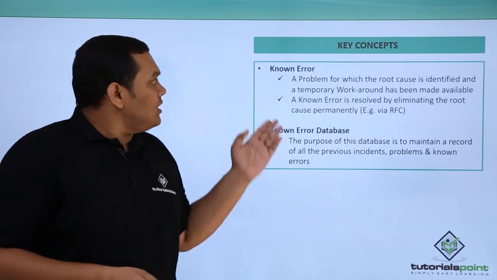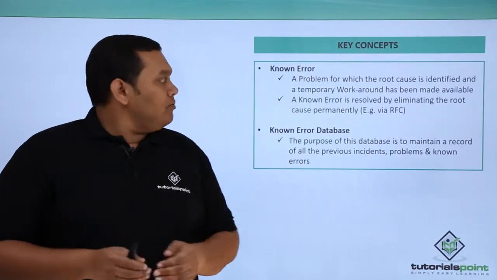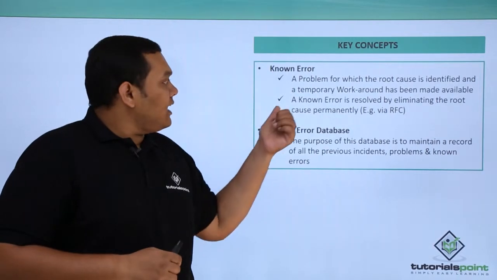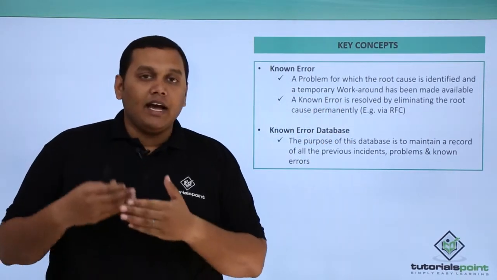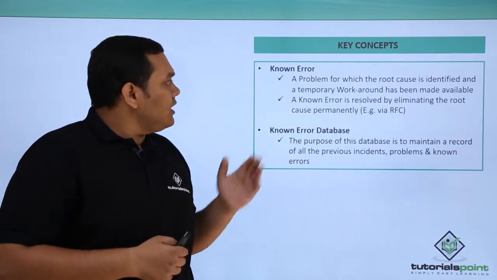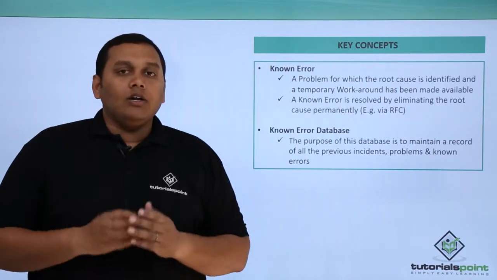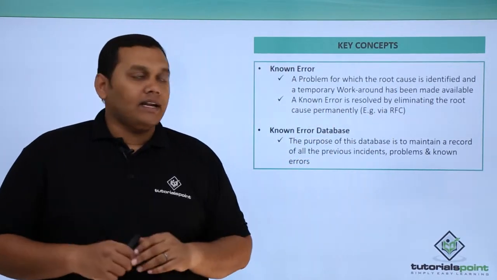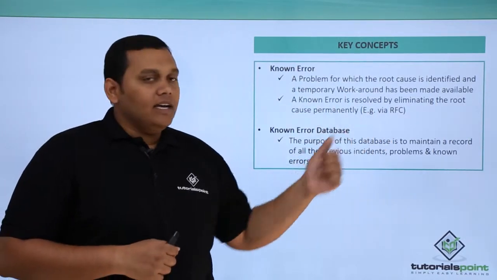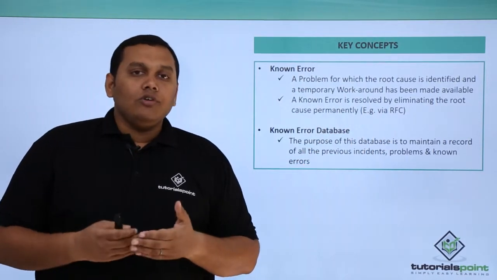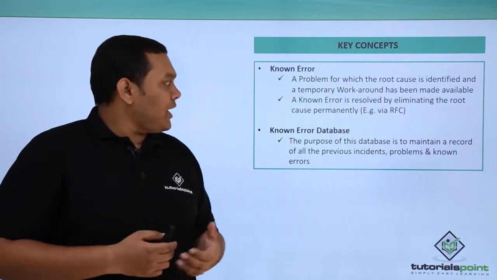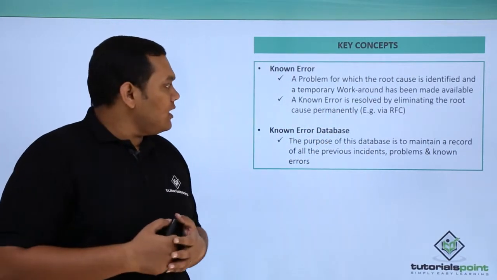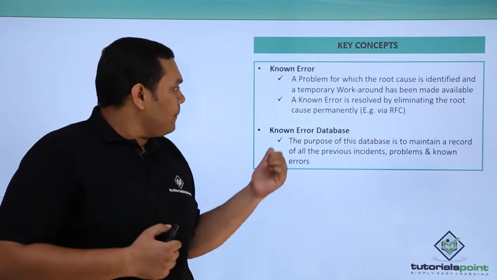So, what is a known error? A problem for which the root cause is already identified and a temporary workaround has been made available to the users is called a known error. A known error is resolved by eliminating the root cause permanently. For example, you can take a request for change. So, by raising a request for change, a known error is resolved by eliminating the root cause permanently.